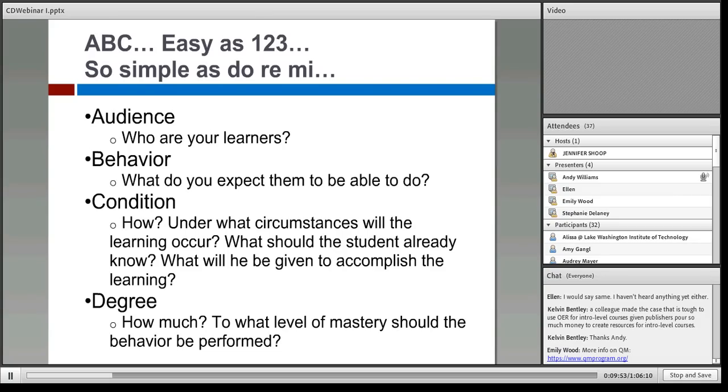So, for instance, here we're looking at who are the learners and what do we expect them to be able to do, how are they going to demonstrate it, and at what level. And so Ellen, do you want to take this and go into it in a little bit more depth, please?